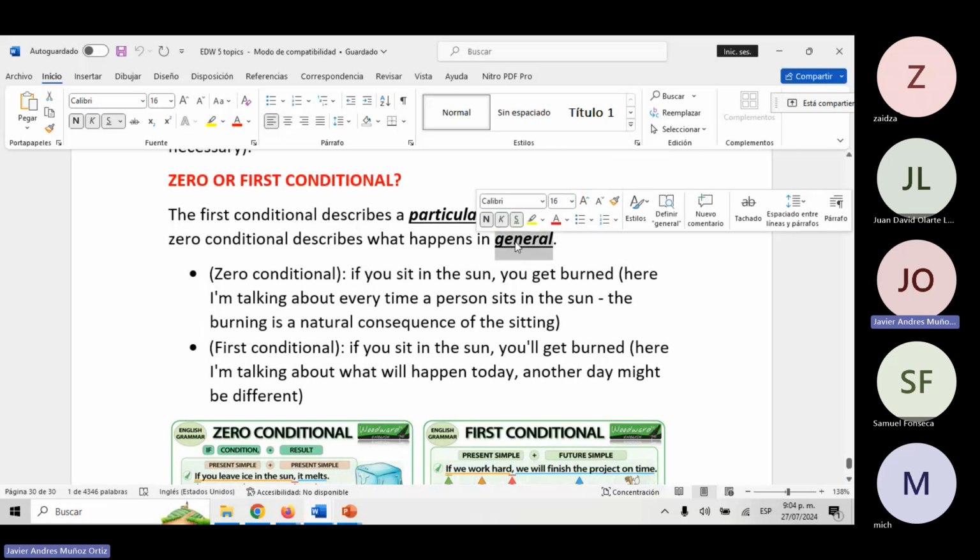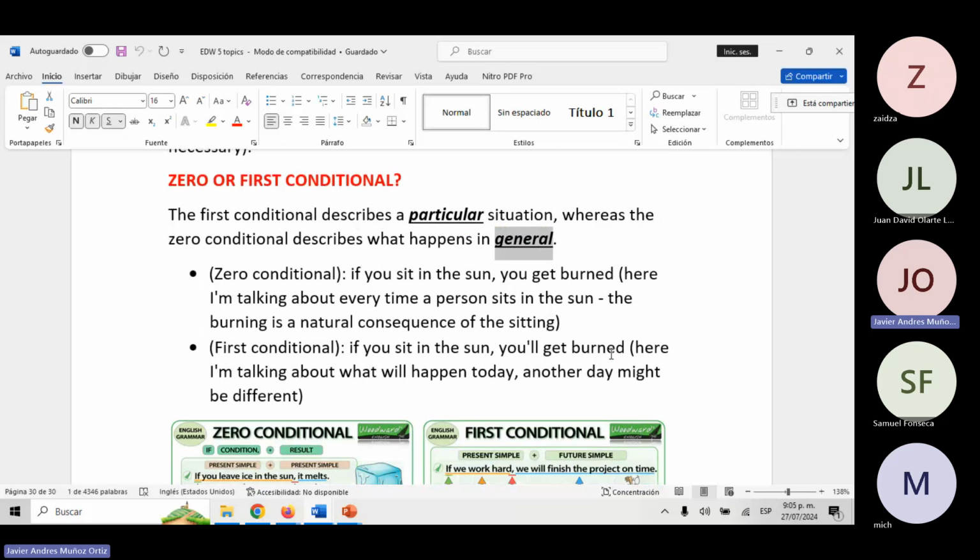This is general. First conditional in this case: if you sit in the sun, you will get burned. In this case, if you have the habit of sitting in the sun, because not everyone is going to like to sit in the sun on a beach, because some people will prefer to stay in the shadow, right? Most of us will prefer that. But if you go to the beach and you prefer not to use a sunscreen, if you go to the beach without any kind of protection, you're going to get burned.